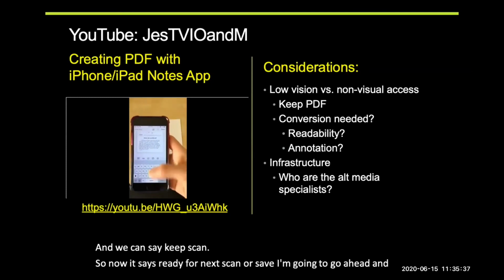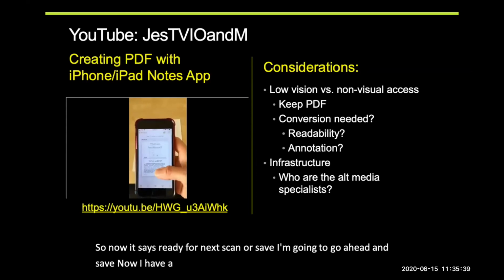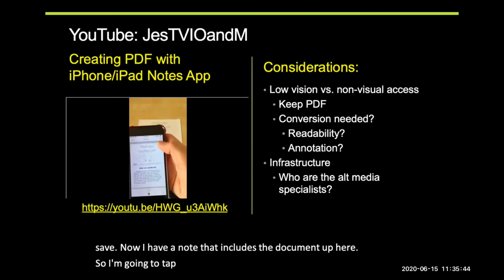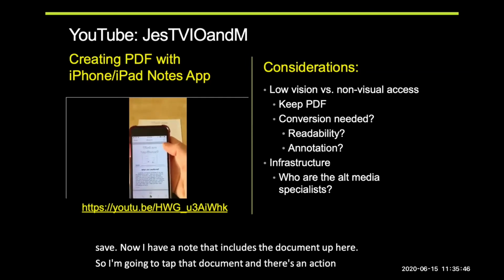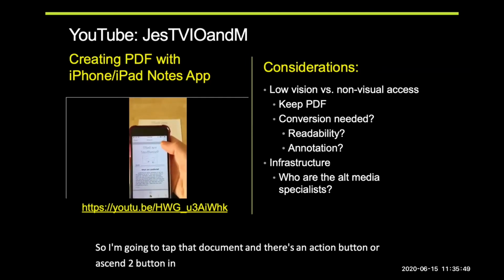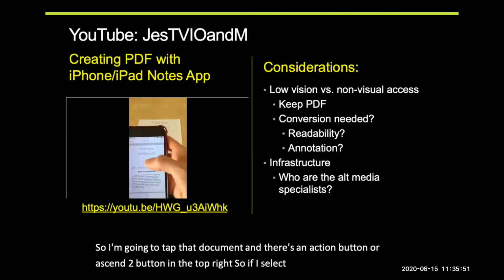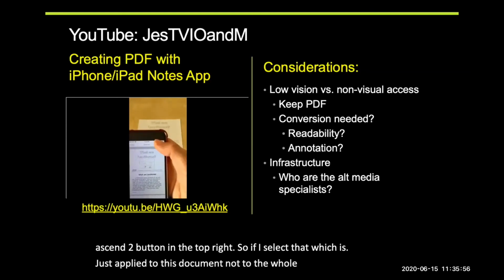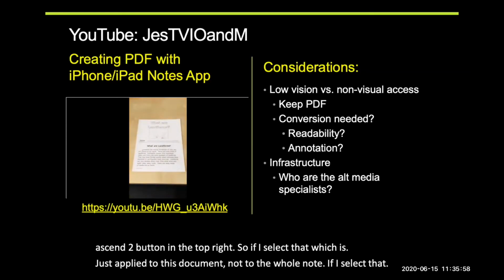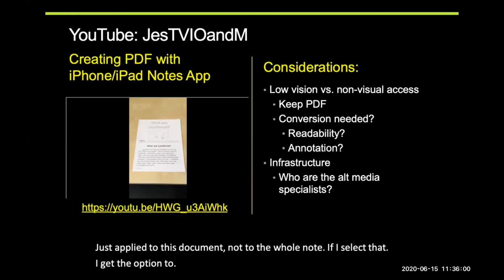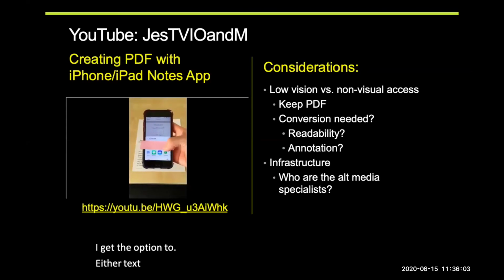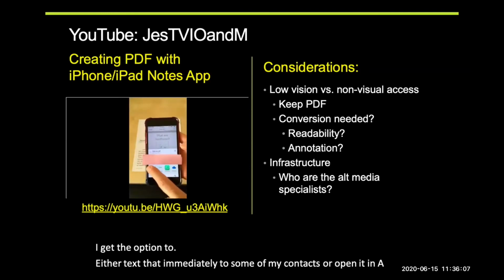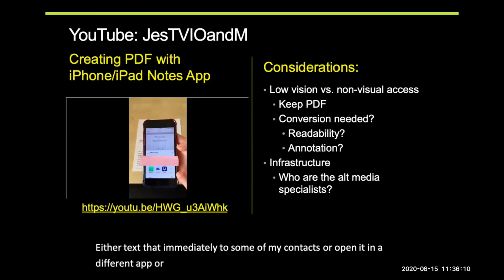Now I have a note that includes a document up here. So I'm going to tap that document and there's an action button or a send to button in the top right. If I select that, which is just applied to this document, not to the whole note, I get the option to either text that immediately to some of my contacts or open it in a different app or send it with a different application.